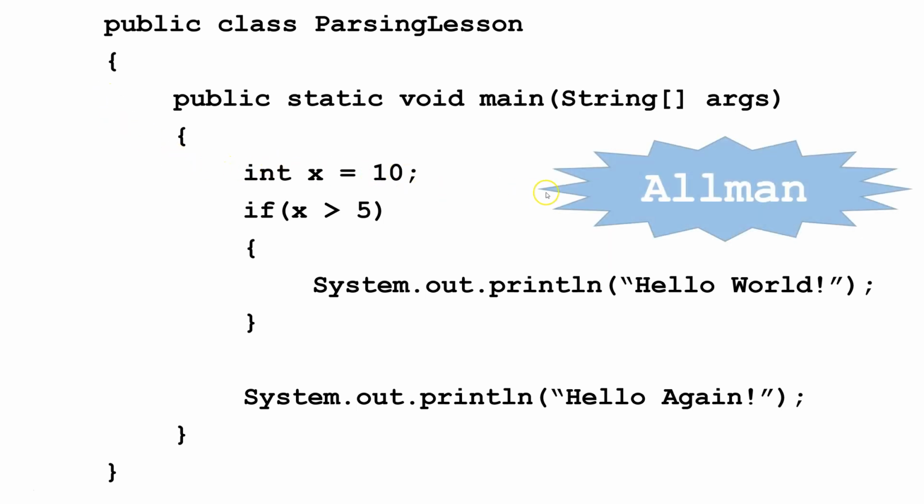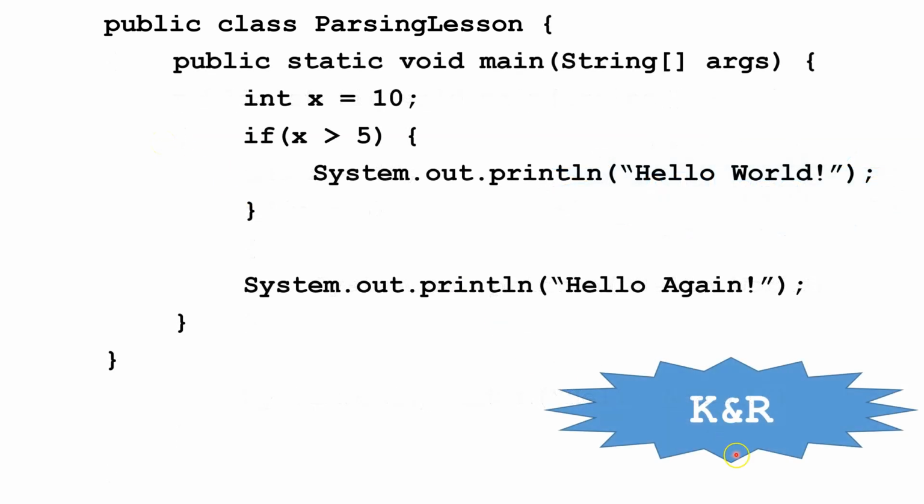Now here, I'm using the Allman style of indentation. So I have the declaration, then I have the opening curly bracket. Some of you may prefer to use the K&R style of indentation, where we have the opening curly bracket at the end of the line where the declaration is. Tell me in the comments, do you prefer the Allman style or the K&R style?